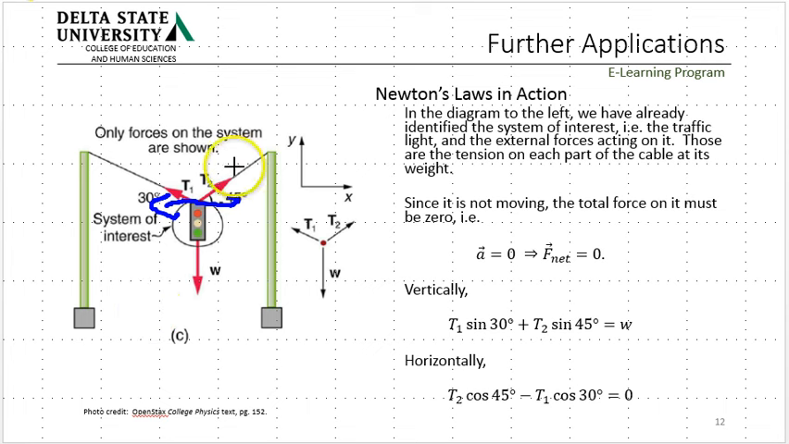We can find out T2 and T1. We haven't done that yet, but here we have two equations and two unknowns. Since we have two equations and two unknowns, we can now determine what those unknowns are.